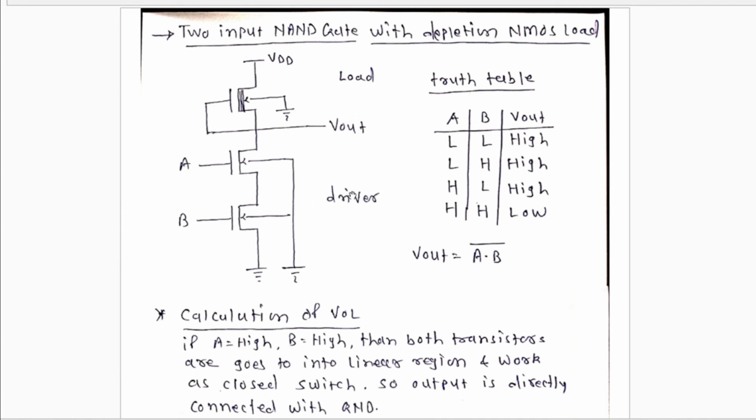Now the conclusion of the NAND gate: if any input is low, then the output is high, and if both the inputs are high, then the output is low. So this is the truth table of the NAND gate. This is the algebraic equation: V out is equal to (A times B) whole bar. Now we go for the operations.